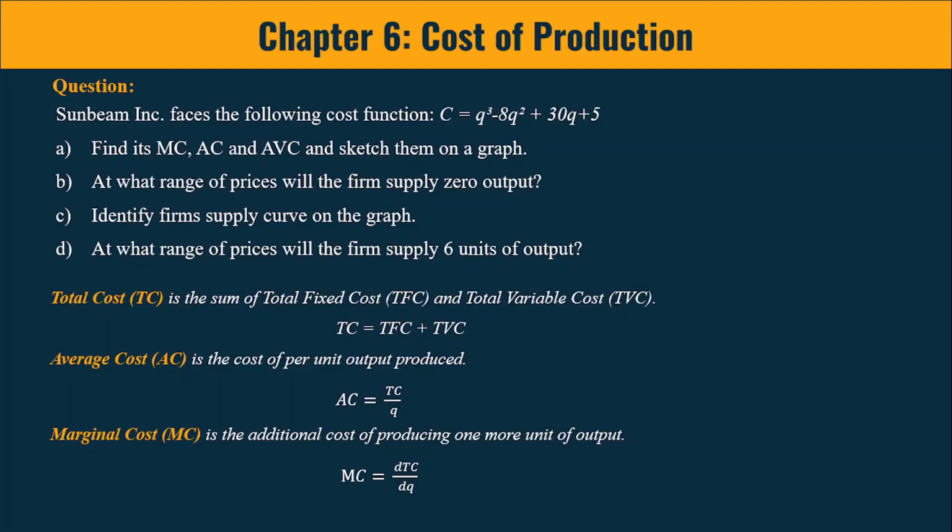Average cost is the cost per unit of output. We can write AC is equal to total cost divided by quantity produced. And marginal cost is the additional cost of producing one more unit of output. So MC is equal to change in total cost divided by change in quantity produced.